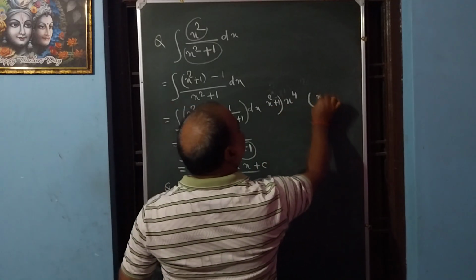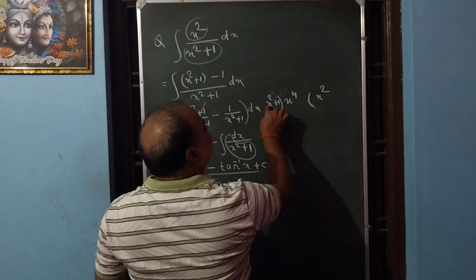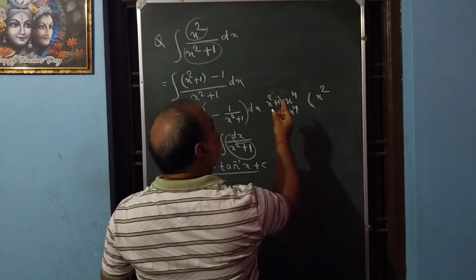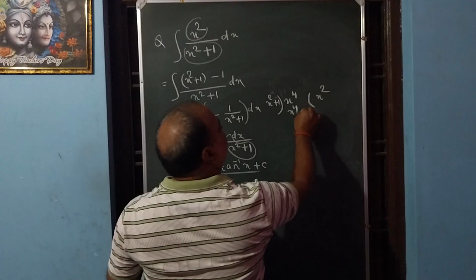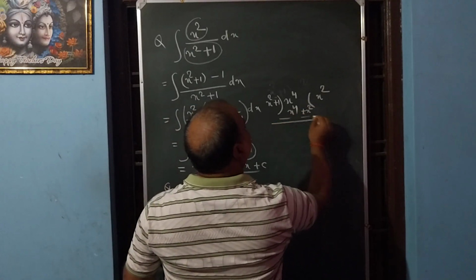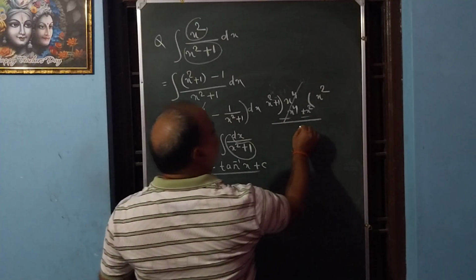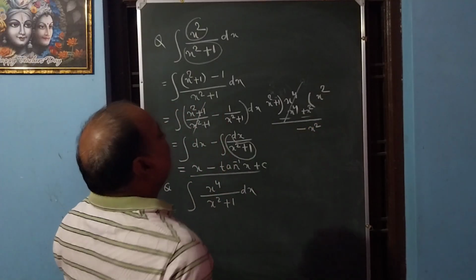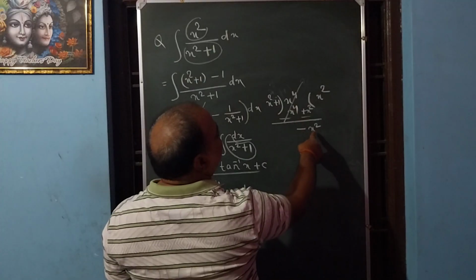So we get x square. So x square multiplied with x square, we get x to the power 4. Then 1 is multiplied with x square, we get x square, minus minus. So this is cancelled. Then it is minus x square. So here it is x square, here it is minus x square.